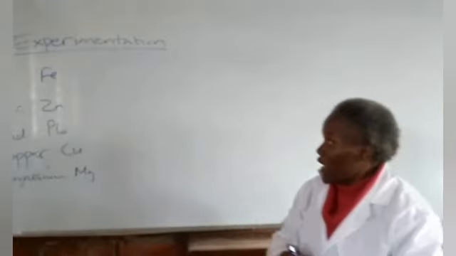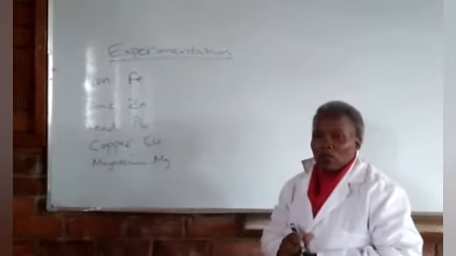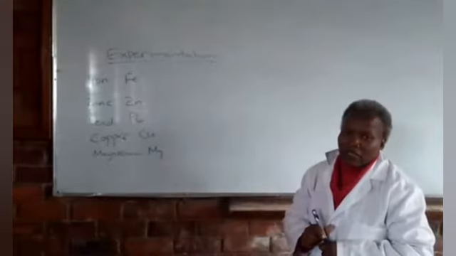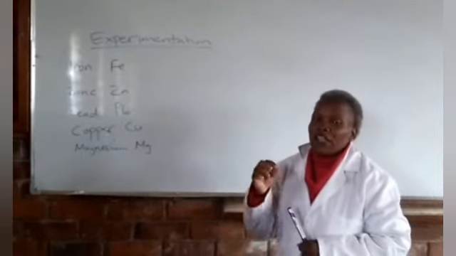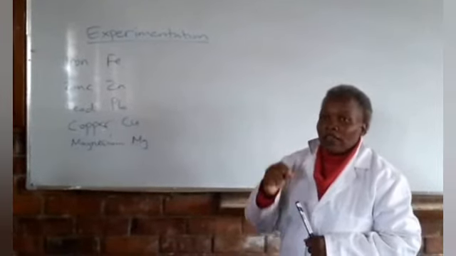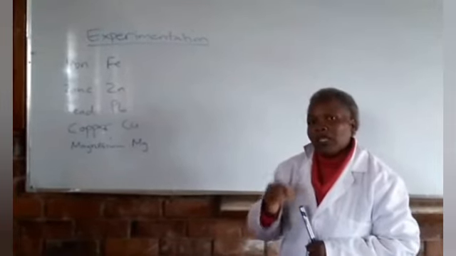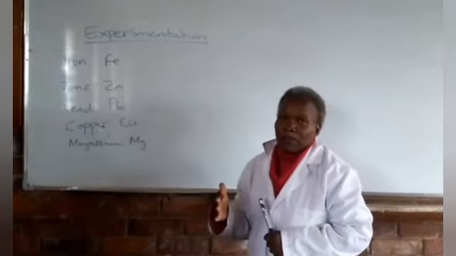So what is our aim? Every experiment must have an aim. What is it that you want to achieve at the end of the day? What is it that you want to find out? Every aim must have the independent variable as well as the dependent variable clearly stated or clearly laid out.